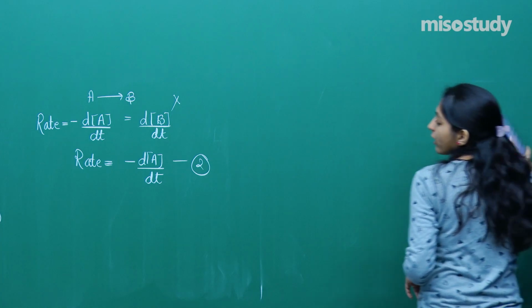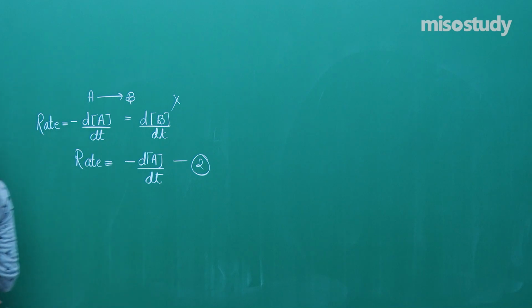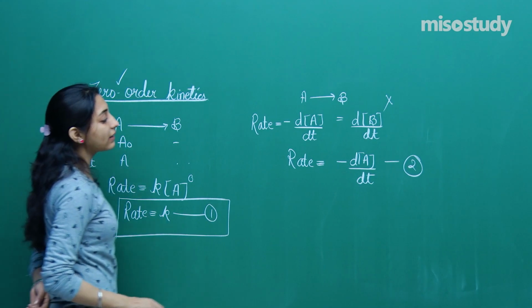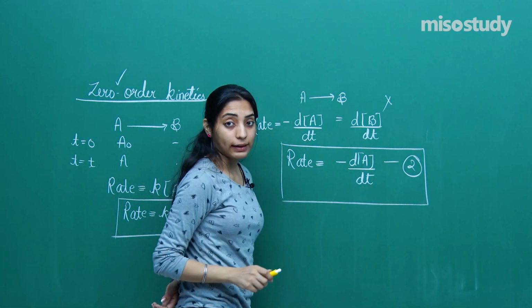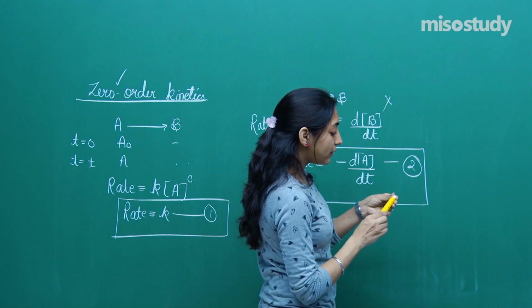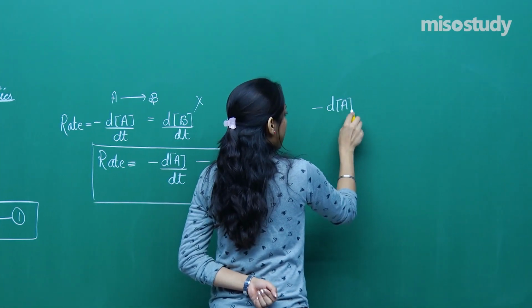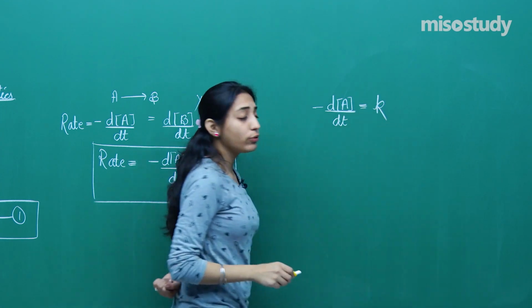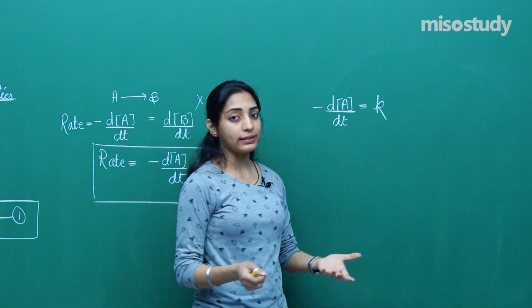So from the rate law expression, I got rate is equal to K. This is the term that I have got from the rate law expression, and this is the term that I have got from the experimental data, right? So now I can say minus dA by dt is equal to K, right? Take this dt which is there in the denominator to the right hand side.